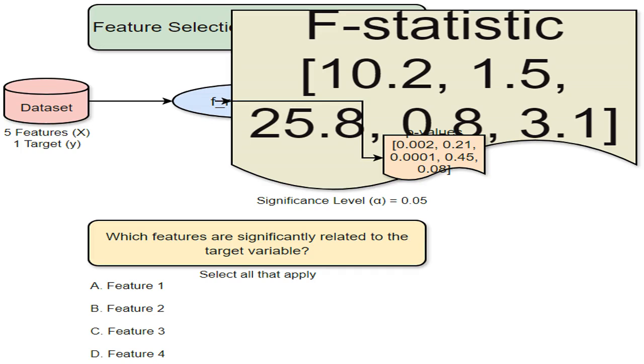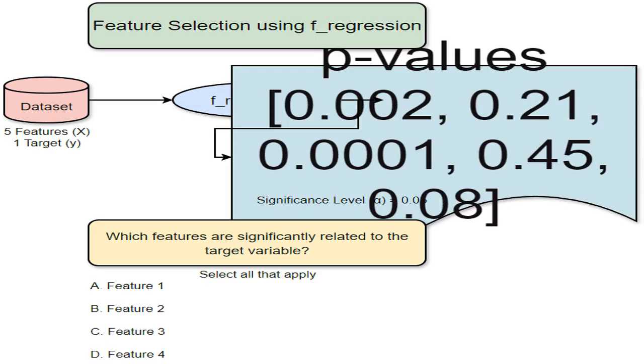A higher number means the feature explains more of the variation. For example, feature 3, 25.8, explains much more variation than feature 4, 0.8. This is the threshold I use to decide whether a result is statistically significant. It means I'm willing to accept a 5% chance of being wrong when I conclude there is a relationship. If my p-value is below 0.05, I'll consider the relationship significant.